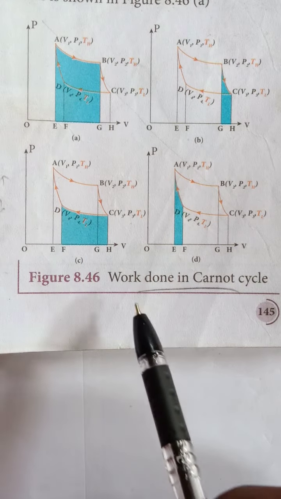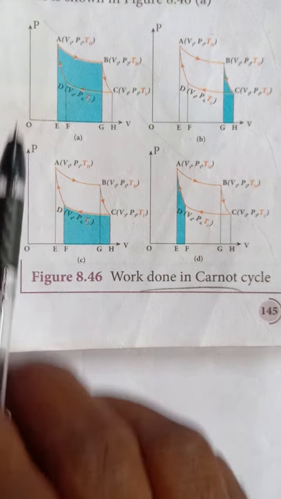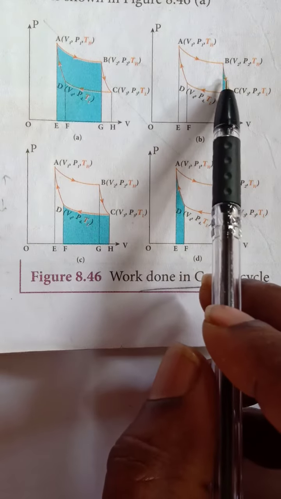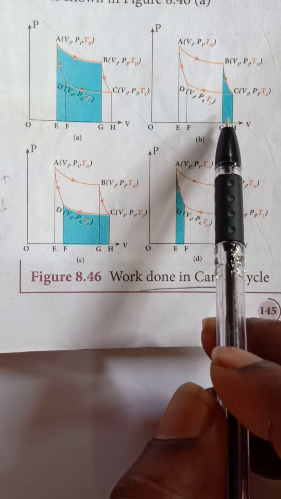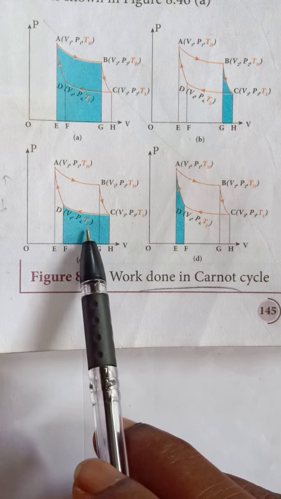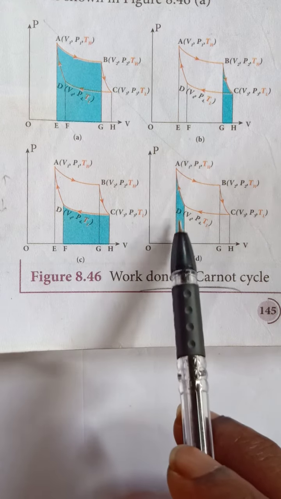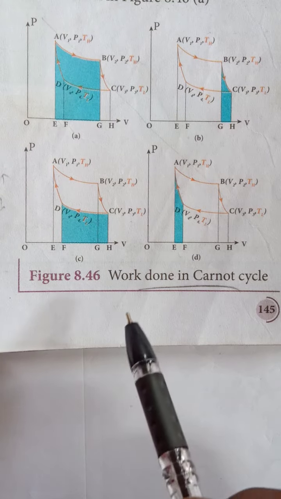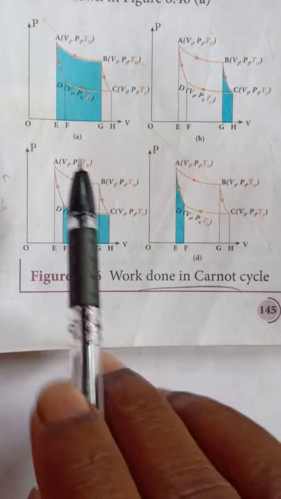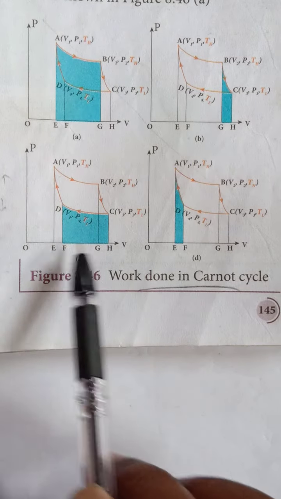Now we'll see the work done in the Carnot engine. First process, A to B: this is work done by the gas. Second, B to C: this is work done on the gas. Third, C to D: work done by the gas. Fourth, D to A: work done on the gas. The diagram shows the work done, and we have to find the work done of each process: isothermal, adiabatic, isothermal, adiabatic.